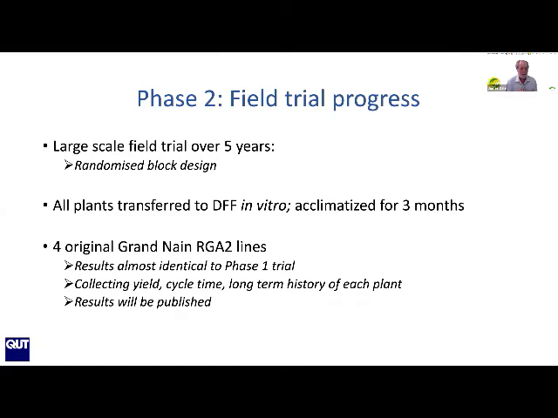It's going to run probably for 5 years. It's a randomized block design. All of the plants were transferred to Darwin Fruit Farm in vitro and acclimatized for 3 months. For the 4 original Grand Naine RGA2 lines, the results are almost identical to the phase 1 trial. And we're collecting yield, cycle time, and the long-term history of every plant, and we will ultimately publish those results.